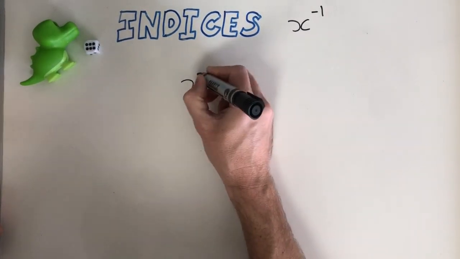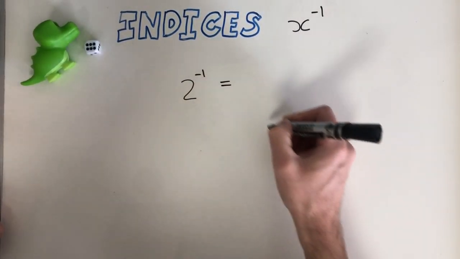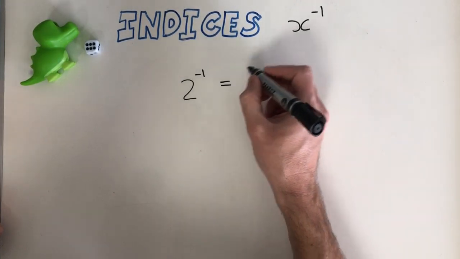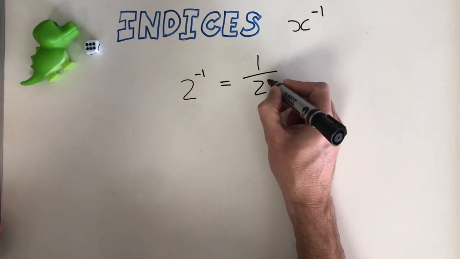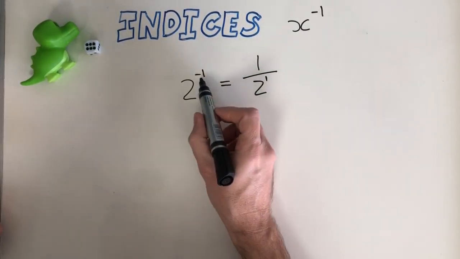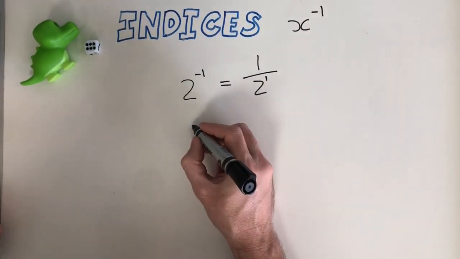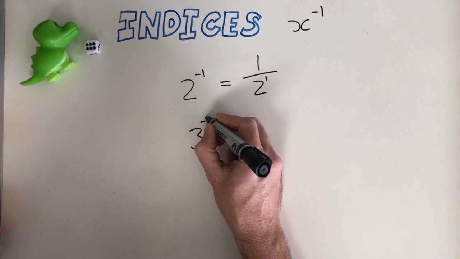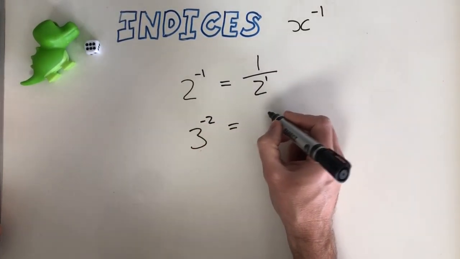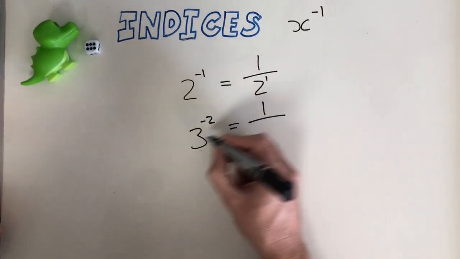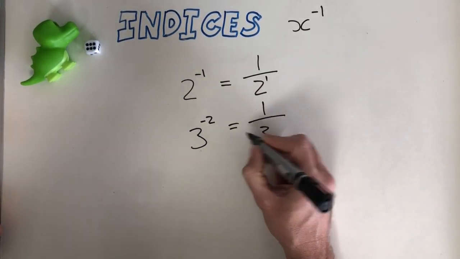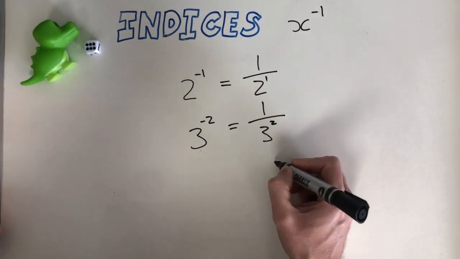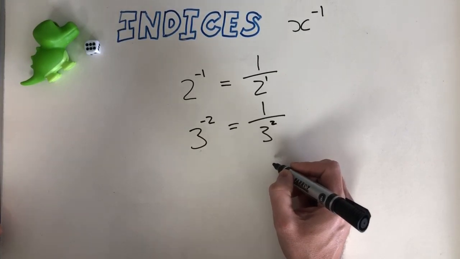So 2 to the power of negative 1 is just basically the inverse. So what happens is I have 1 over 2 to the power of 1. So it's just the inverse. Let's do another example. Let's say 3 to the power of negative 2. That would be the inverse. And I have a 3 as a numerator, and it's squared. I know it's very weird.